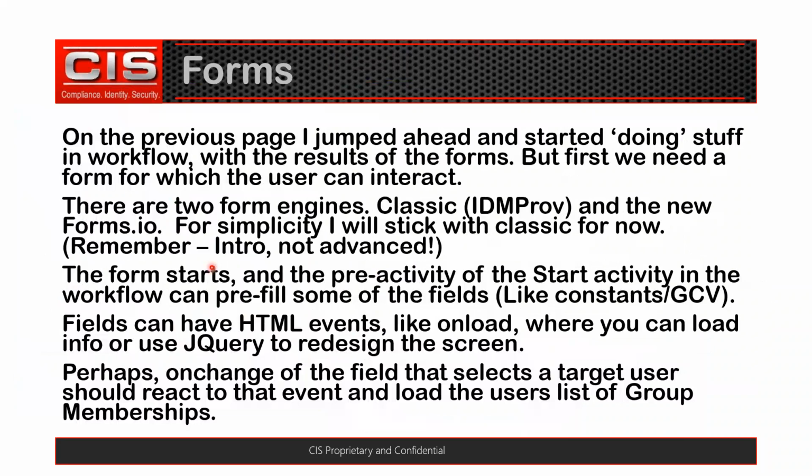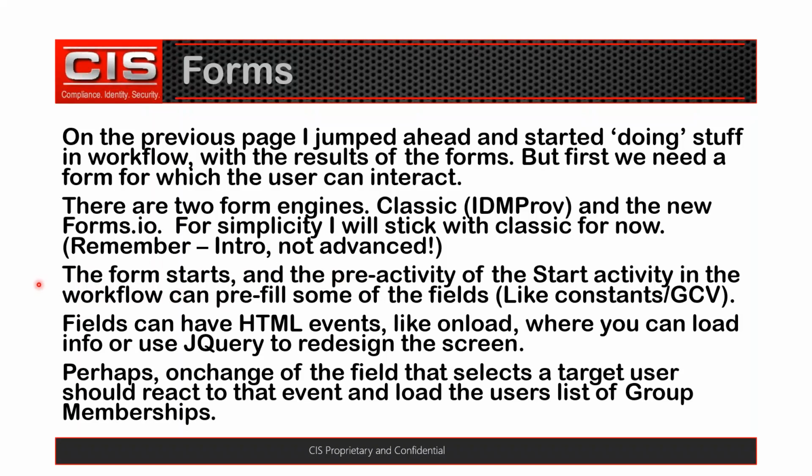So, like I said, first we got to do the forms actually. There are two form engines, the classic and the new one that's forms.io. The classic is kind of still that Silverstream-based one. And for simplicity, I'm going to stick with the classic one now because the forms.io is still changing and growing, and they're completely different. So just to keep it simple, I'm going to start with that one. It still continues to work. They're working on making the forms.io better, getting feature parity and whatnot.